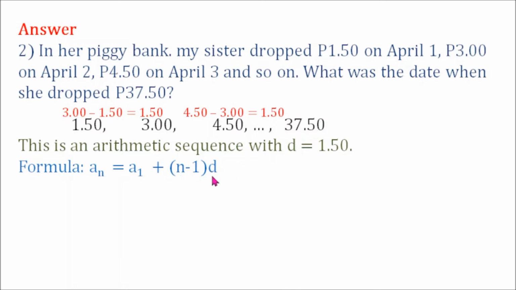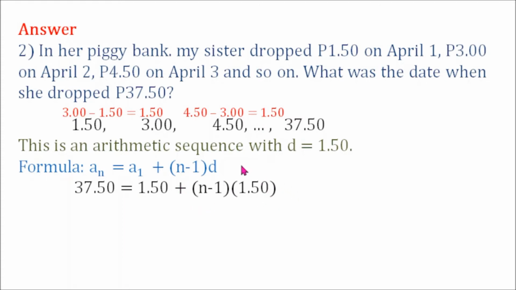Here we are going to find n. And our a sub n here is 37 pesos and 50 centavos. Our a sub 1 here is 1 peso and 50 centavos. And our common difference here is also 1 peso and 50 centavos. Plugging those values into our formula, this is what we get. 37.50 equals 1.50 plus the quantity n minus 1 times 1.50.